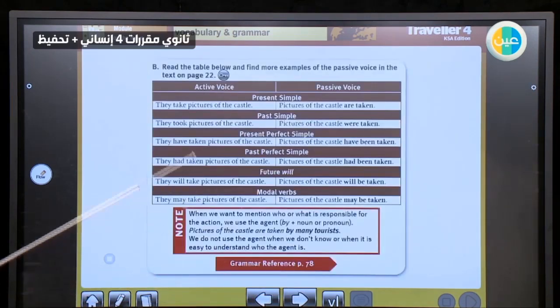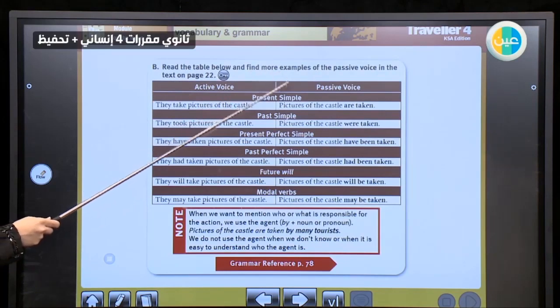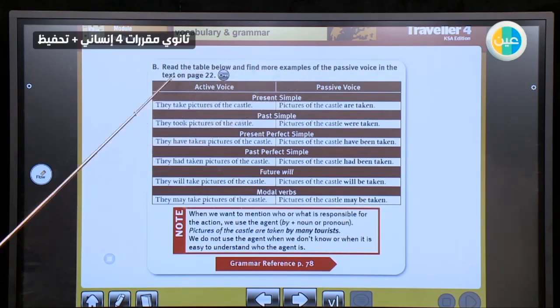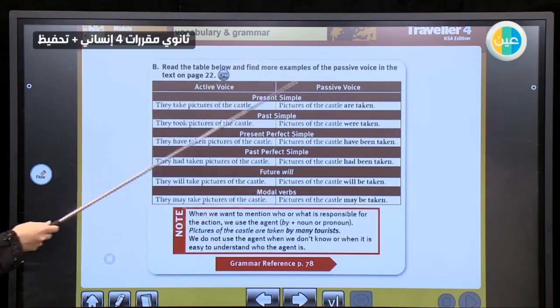Let's move here to be. Read the table below and find more examples of the passive voice in the text on page 22. Look at these examples about active voice and passive voice. What's the difference between these two?